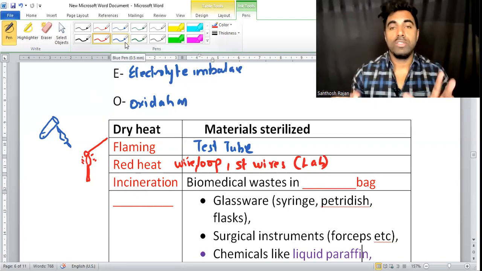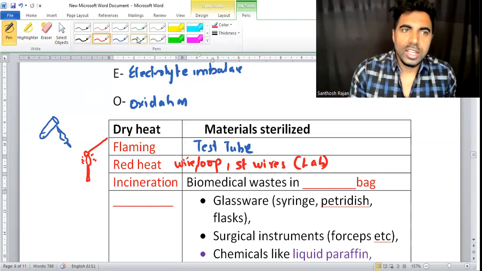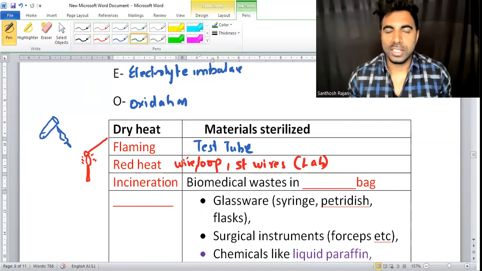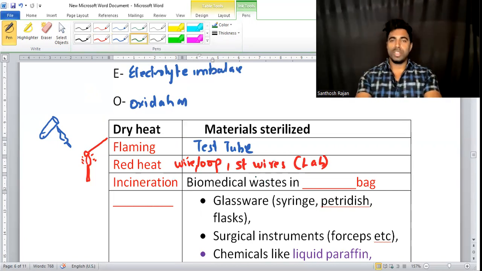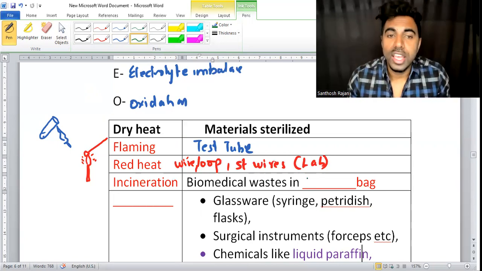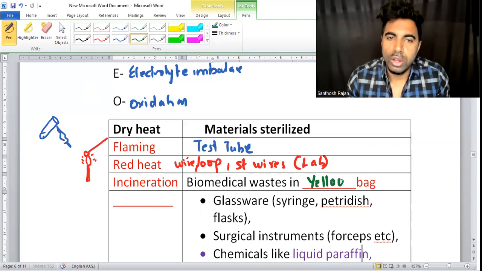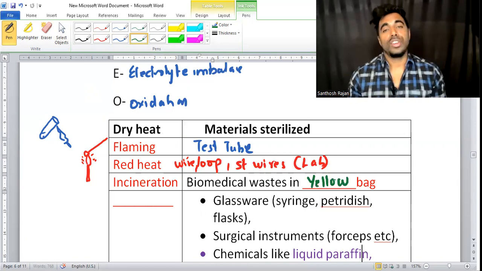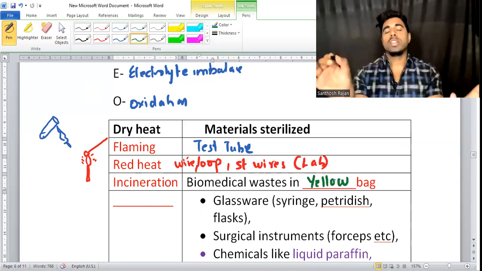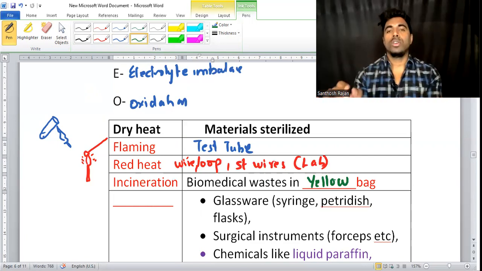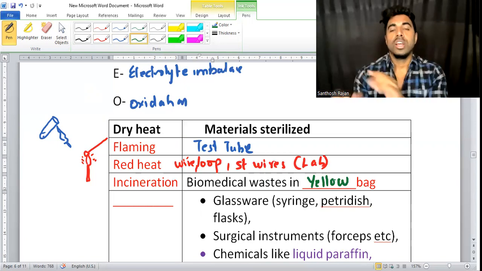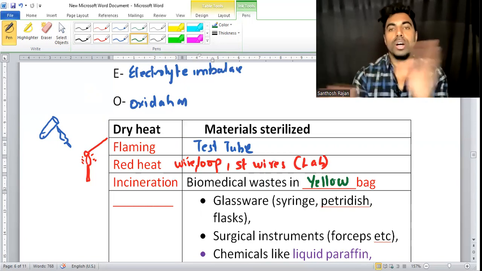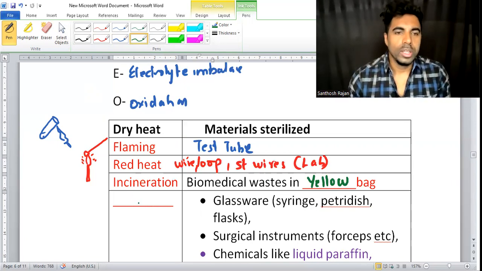Can I get an example? That's an important question. Which bag in biomedical waste goes for incineration? Red bag, yellow, or blue? It is the yellow bag. Very good. You have to know. Yellow goes for incineration, no other way. This is common throughout your life in your hospital or wherever you work. You should know that your yellow bag goes for incineration. You just burn it. That's it.